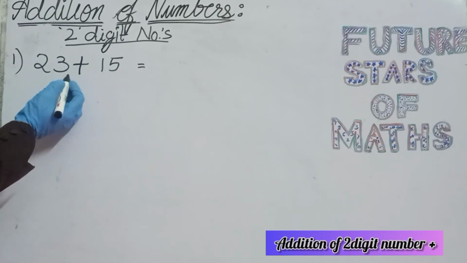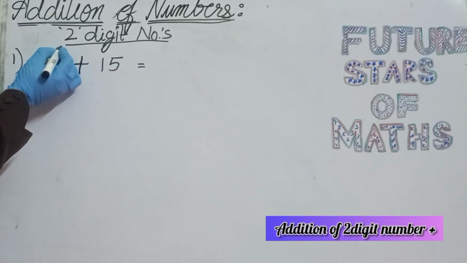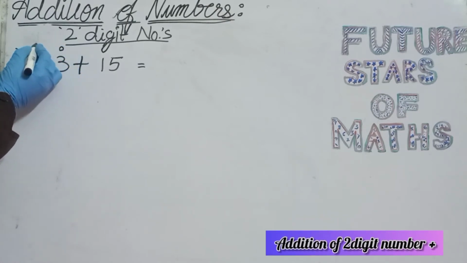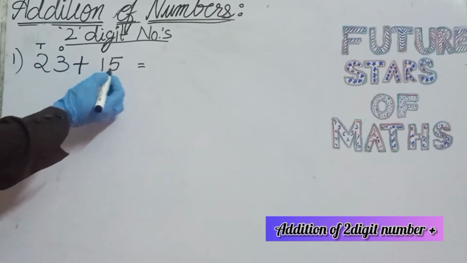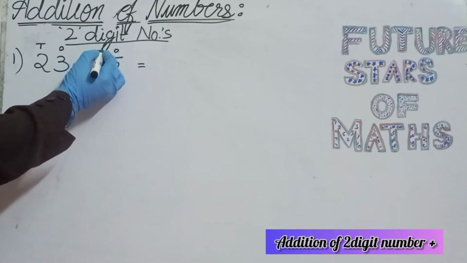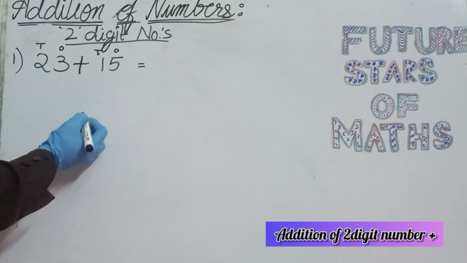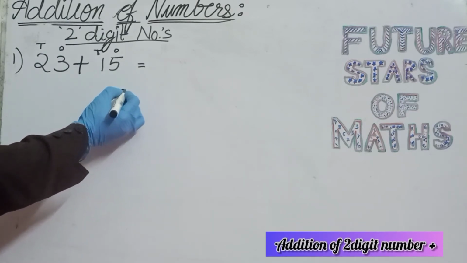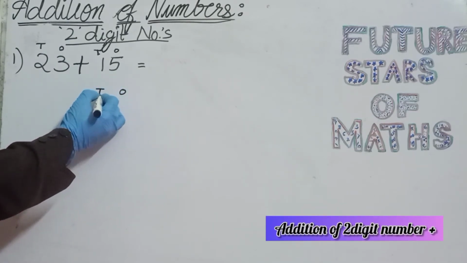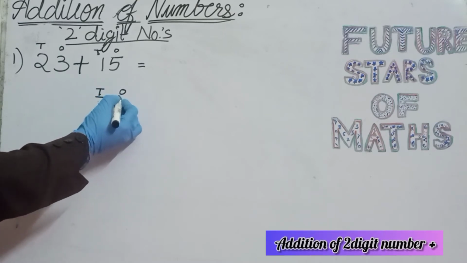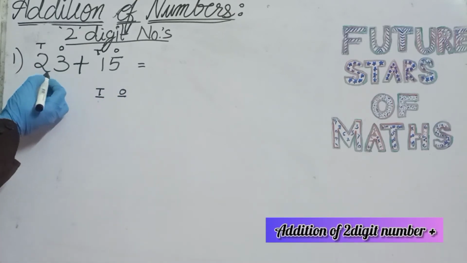So for this, first we have to write the place values to do it in a simple way. Ones, tens. Then here ones, tens. So before adding, I'll write the place values over here. Then below these place values, I'll write the numbers which have to be added.